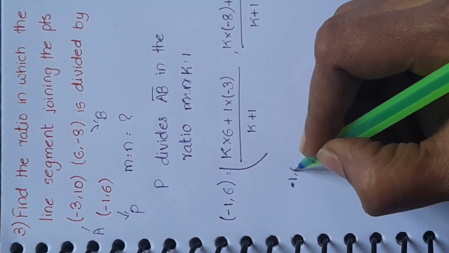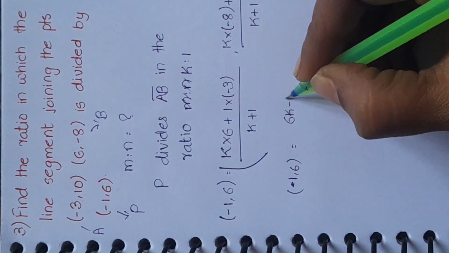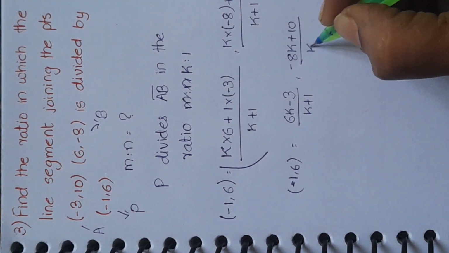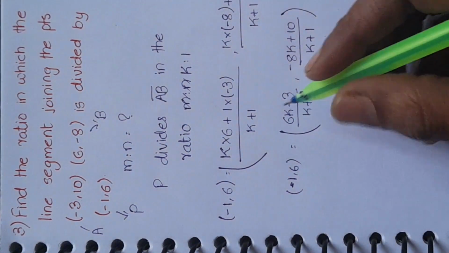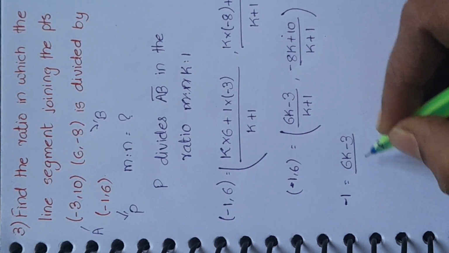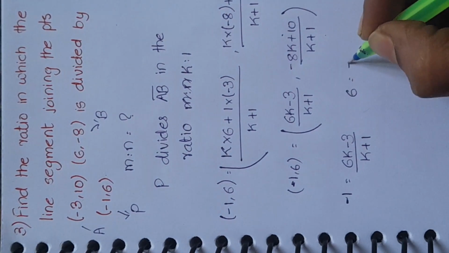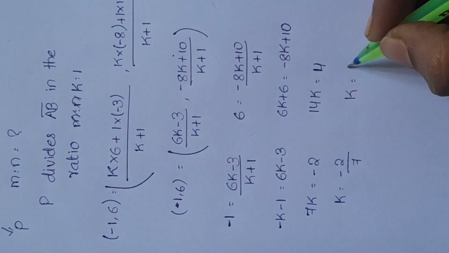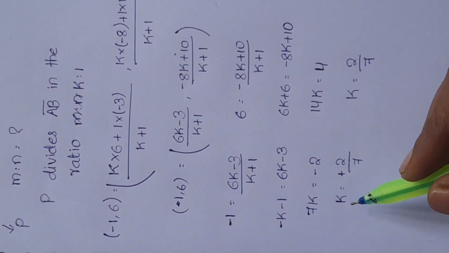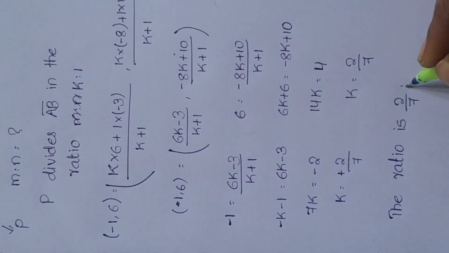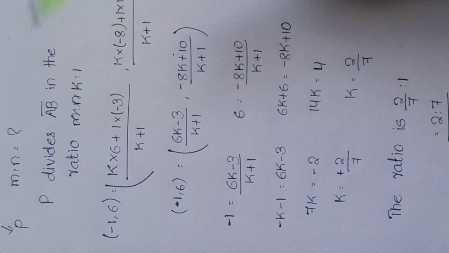which is equal to (-1, 6) is equal to (6k minus 3) by (k plus 1), and the y coordinate is (-8k plus 10) by (k plus 1). Now equating the x coordinate and the y coordinate individually, -1 is equal to (6k minus 3) by (k plus 1) and 6 is equal to (-8k plus 10) by (k plus 1). Let us solve this. We get k is equal to 2 by 7. In both the cases we got the value as k is equal to 2 by 7. So the ratio is 2/7 is to 1. We can write this as 2:7 is the ratio in which the point P divides the line segment AB.